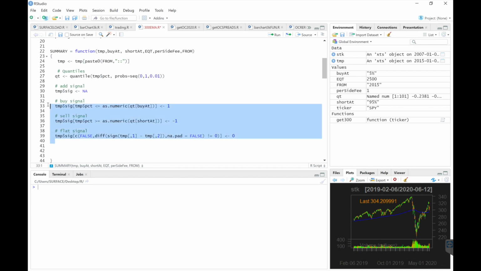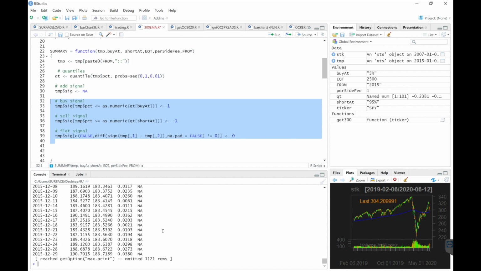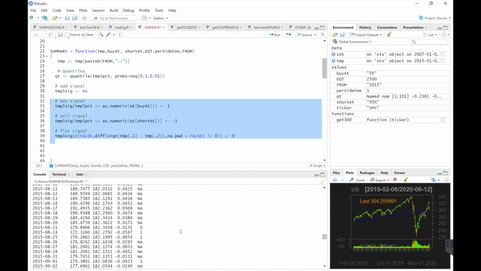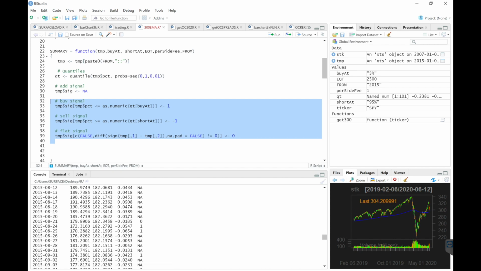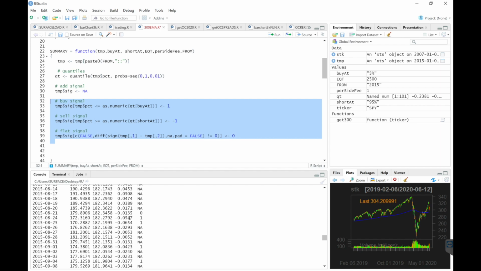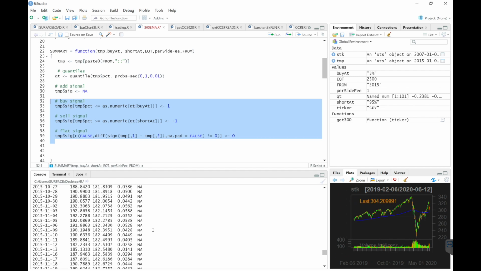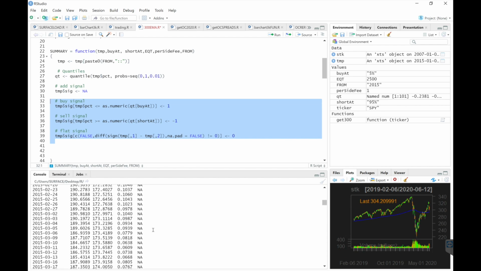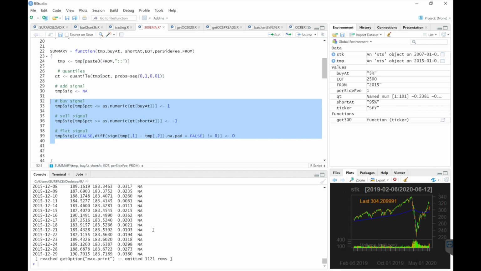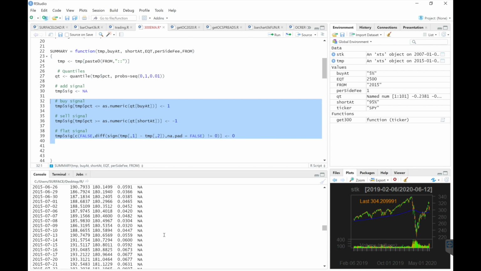Alright, so now I'm going to run these lines. So here we have a cross. It went from positive to negative, so that's represented by 0. This crossed our lower threshold, so it's 1 for buy. Couldn't find any short signals.